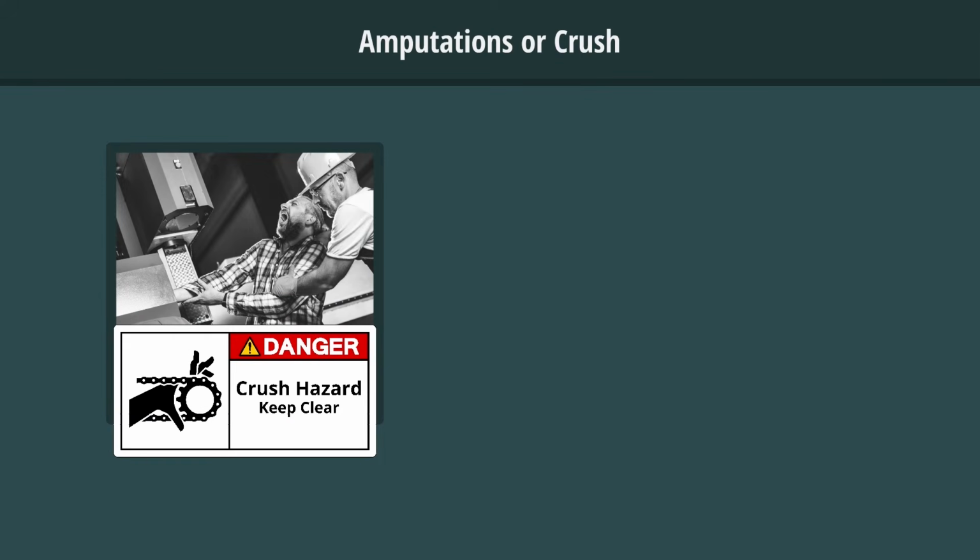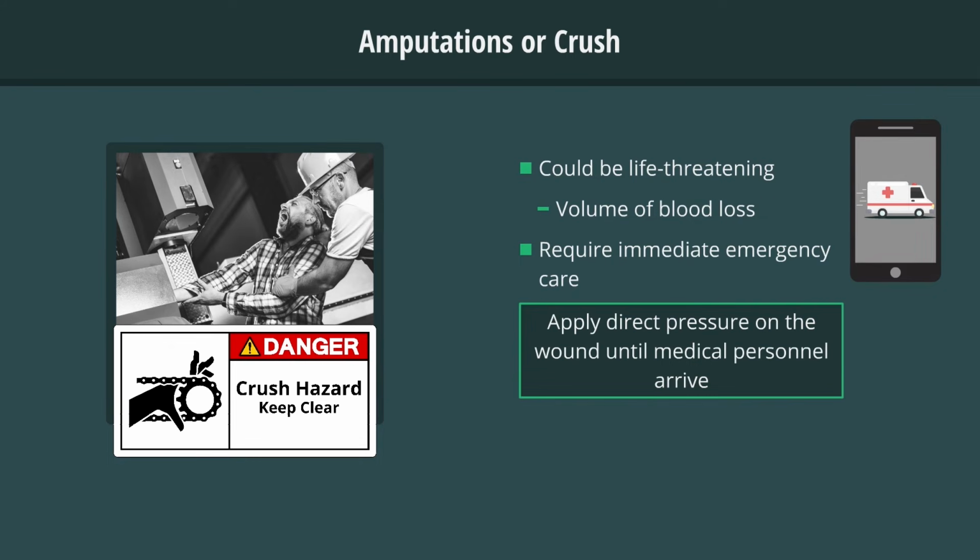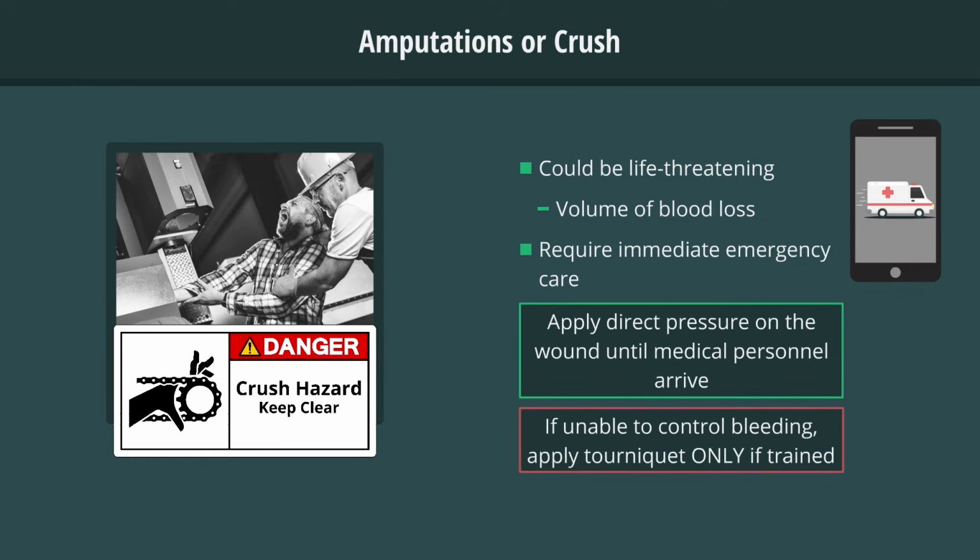An amputation or a crush injury is a major injury that could be life-threatening due to the potential volume of blood loss. All amputation or crush injuries require immediate emergency care until a medical professional can take over. Immediately contact 911 or emergency medical services, commonly referred to as EMS, to activate the emergency response system. In the meantime, apply direct pressure on the open wound. If you are unable to control the bleeding, you should apply a tourniquet only if you have received training on how to apply one. Emergency medical personnel are trained in how to handle the amputated tissue, so it has the best chance of being reattached successfully.